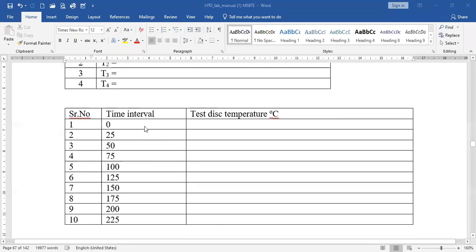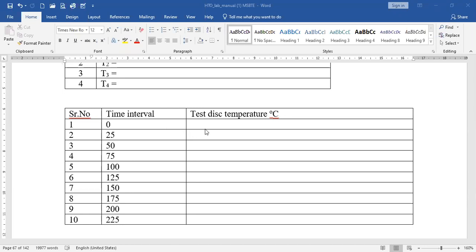Then this is the time interval for one of the apparatus, that is 25 seconds, then 50, 75, etc., up to 225, you can measure the temperature of the disk. So this is the temperature of the disk. You have to check the T5 temperature in our case. That may be a T4 temperature or T6 temperature in other apparatus also. But in our case, we have to measure this temperature T5.